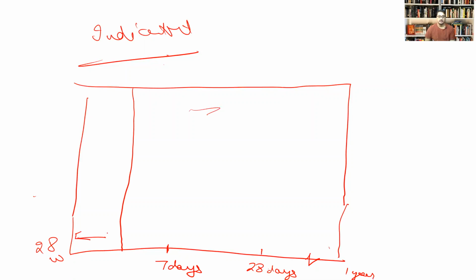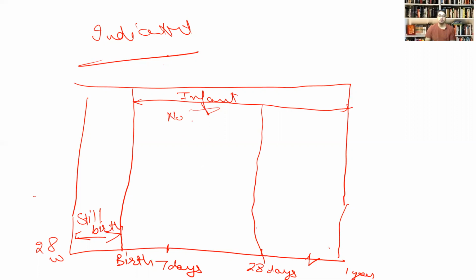So what is this area? If a mortality happens in this period, it is called stillbirth. So between 28 weeks of gestation till birth, it is called stillbirth. Then this whole period from birth till 1 year is called infant, so any mortality during this period is called infant mortality. Till 28 days is called neonatal mortality, and after that is post-neonatal mortality. Within neonatal, we have two divisions: early neonatal and late neonatal.